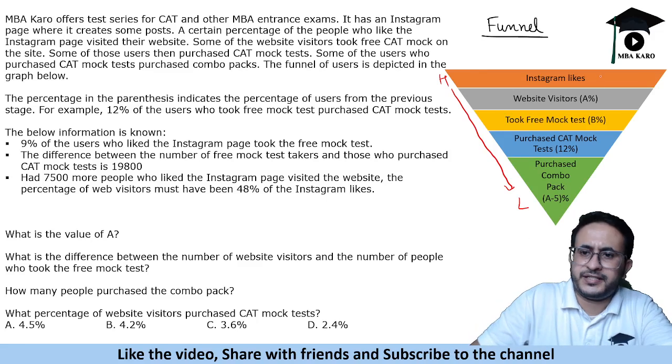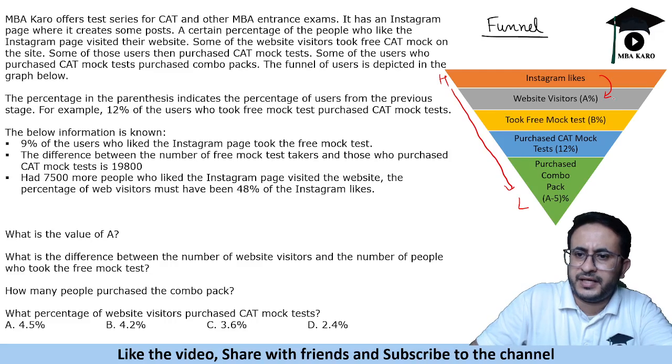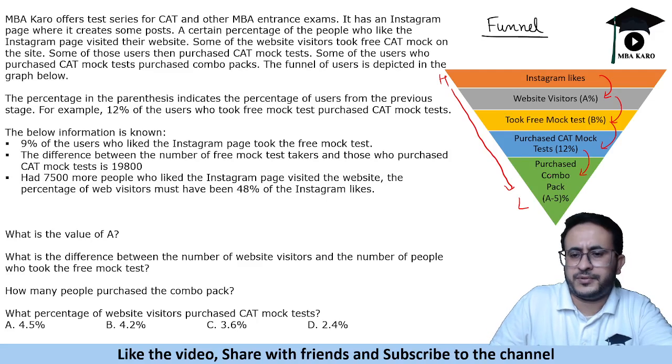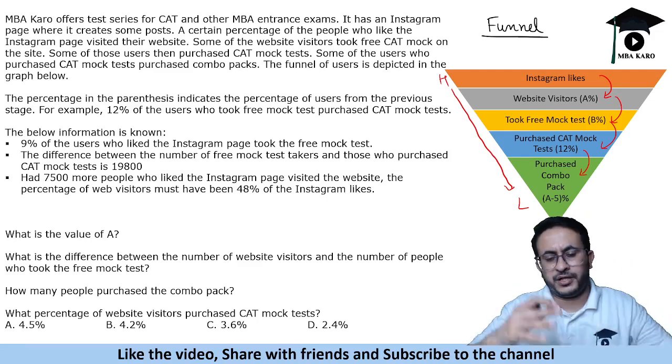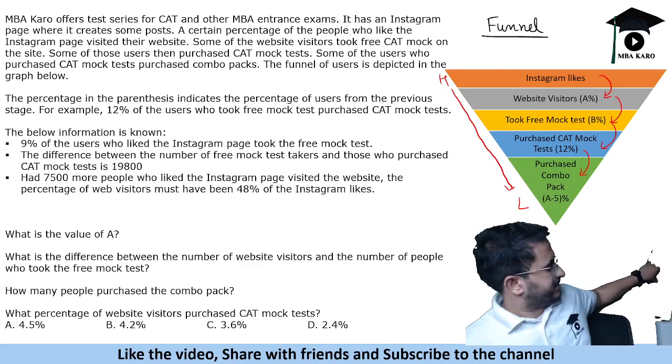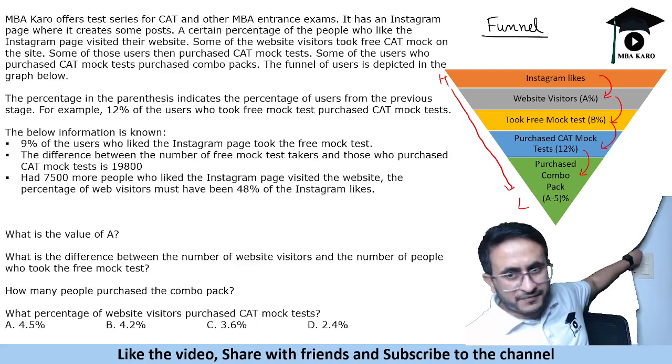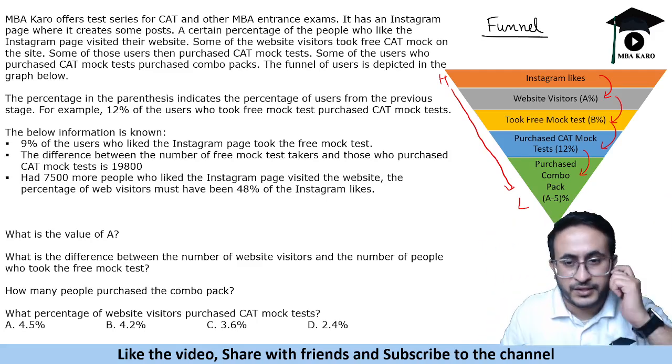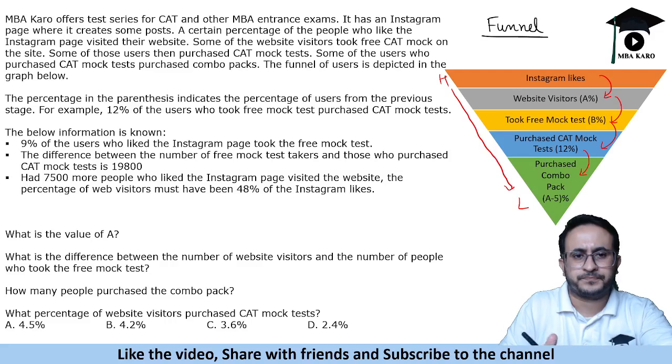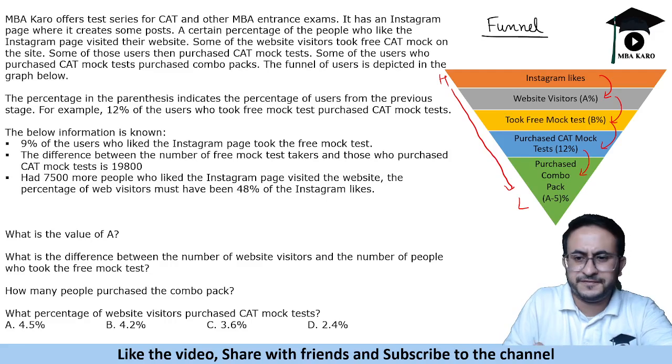So first there are Instagram likes, and then there are some people who visited the website, and then some took a free mock test. Some of them purchased the CAT mock test. Then some of them purchased the combo pack. So the number keeps on decreasing stage by stage. Okay, so that's what we are given in this graph. Now let's see further information which we are given that will help us calculate the things.